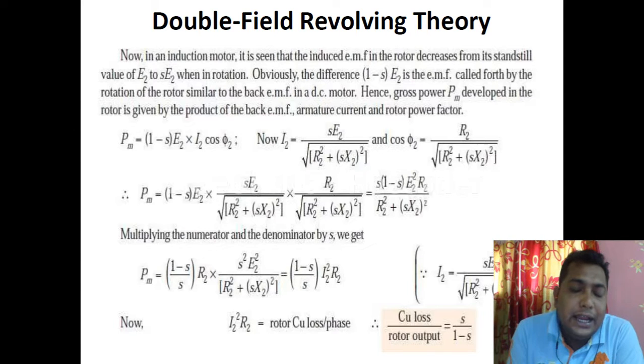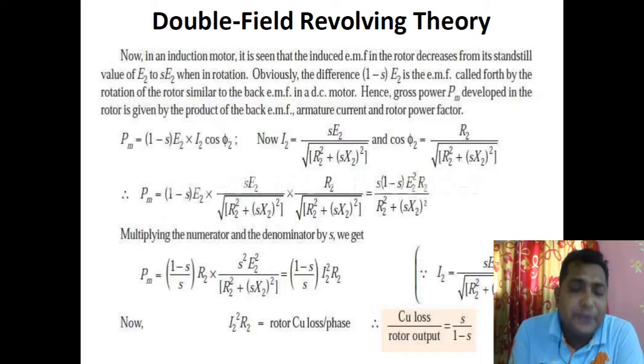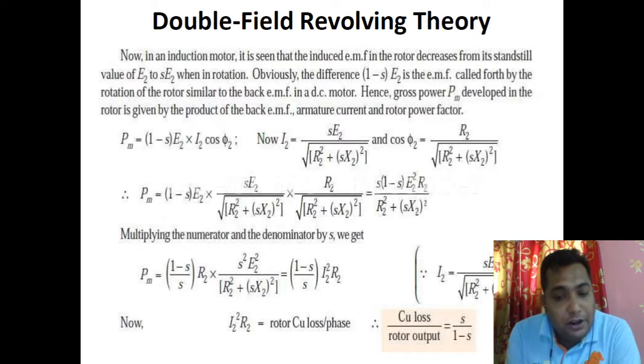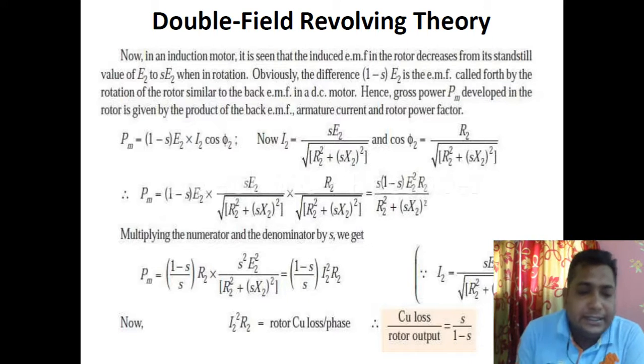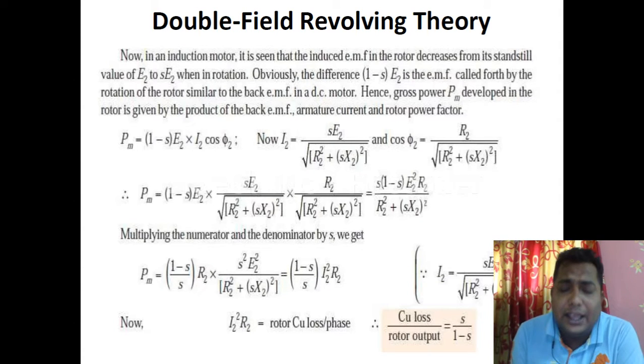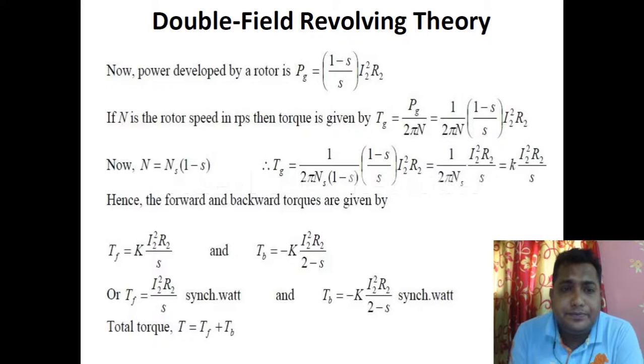So we know that I2 square r2 is the copper loss, the rotor copper loss per phase, so from there we can derive that rotor copper loss by rotor output is equal to s by 1 minus s. Everything we have done in the three phase induction motor, those things I am discussing with you again as we are doing the same things over here.